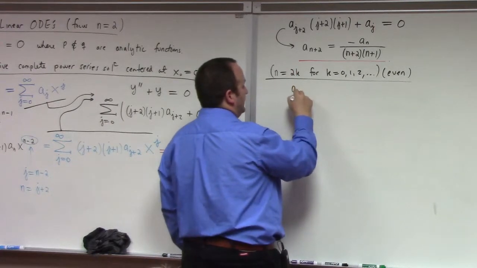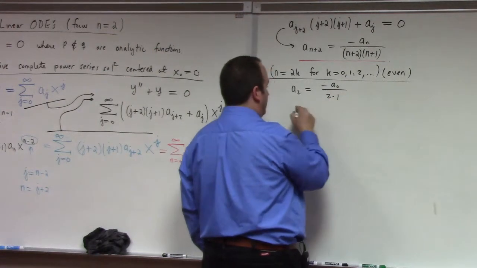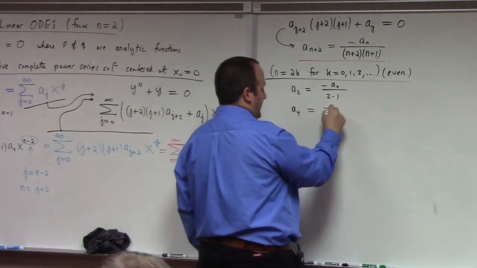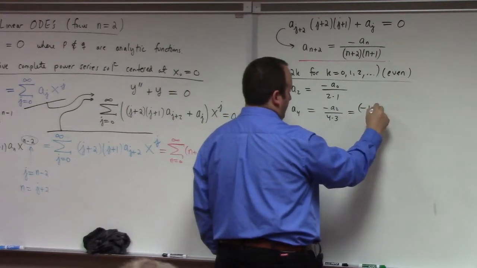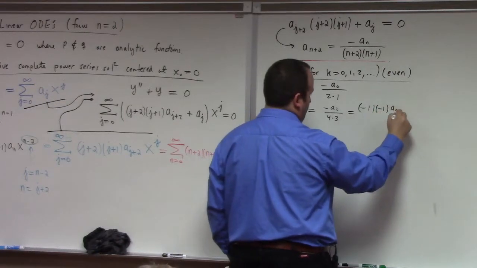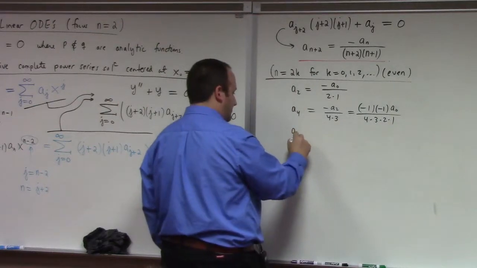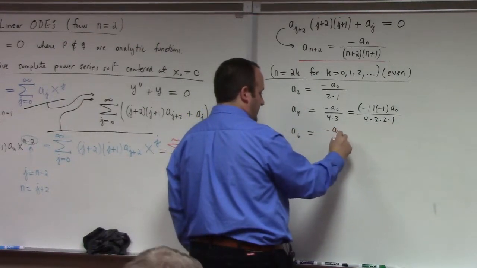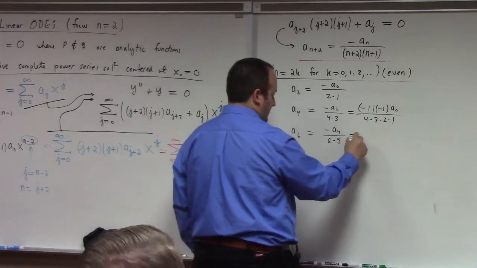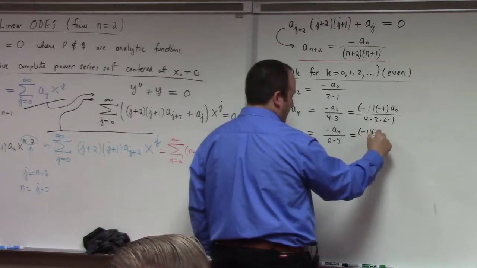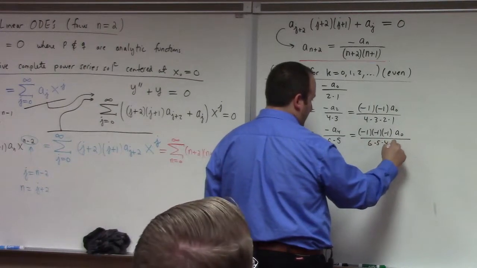So a sub 2, for example, is minus a sub naught over what? 2 times 1. A sub 4 is minus a sub 2 over 4 times 3. But that's minus 1 times minus 1 times a sub naught over 4 times 3 times 2 times 1. A sub 6 is minus a sub 4 over 6 times 5, which is minus 1 times minus 1 times minus 1 times a sub naught over 6 times 5 times 4 times 3 times 2 times 1.